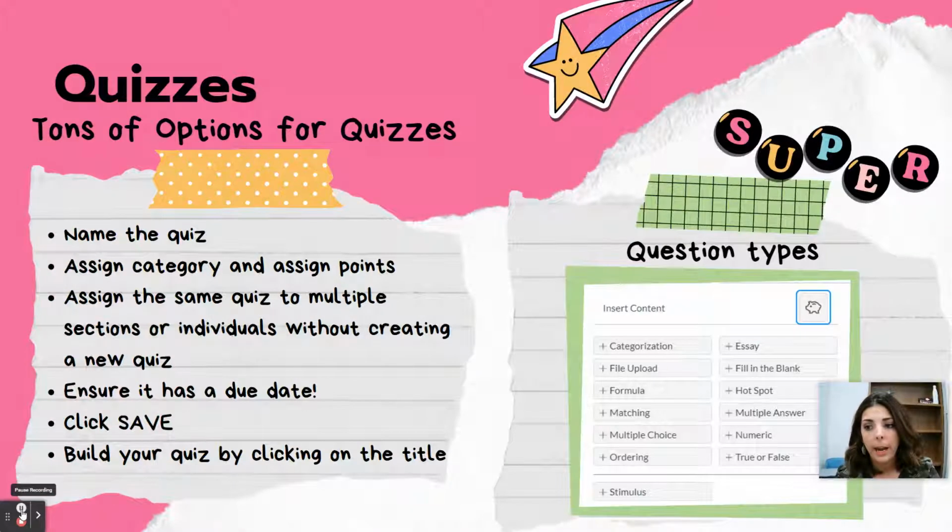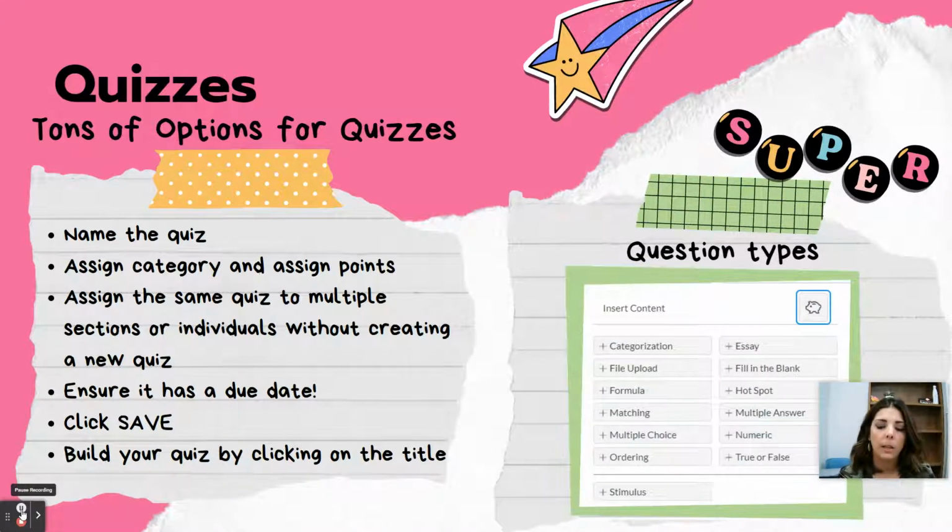The next thing we're going to look at is about quizzes. So with quizzes, there's so many options that you have a lot of options when you're actually building the quiz. You have the same main functionality of creating the layout for it as you do an assignment. You name it, you assign the category and assign points. You can assign the quiz to multiple sections or individuals. You have to make sure it has a due date and then click save.